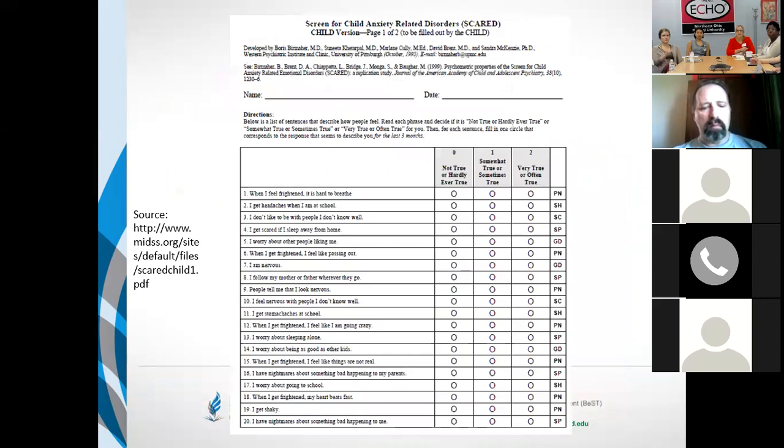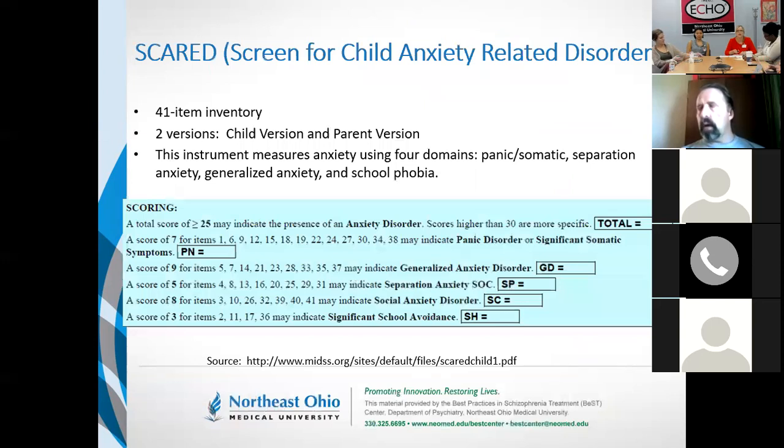So a couple of the screening tools. One that's helpful in teasing out whether it's generalized anxiety disorder, social anxiety, or panic disorder is called the SCARED, the Screen for Child Anxiety-Related Disorders. There are two different versions, a child version and a parent version. If you're giving the child version to somebody in the 8 to 11-year-old age range, make sure that a parent or the clinician is going over the questions with them so they understand them better.